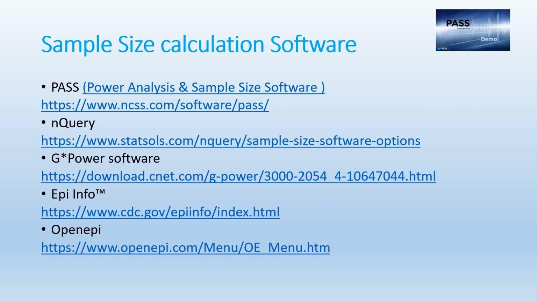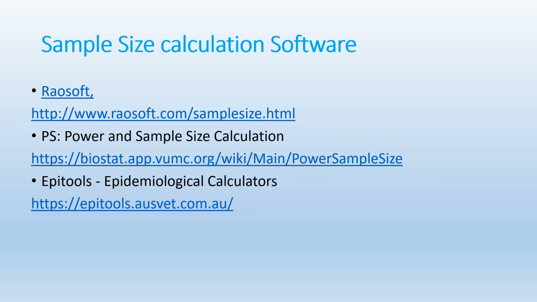There are many software for sample size calculation: PASS, power analysis and sample size software, nQuery, G-Power, OpenEpi, OpenAP, RaoSoft, PS, power and sample size calculation, AP tools, epidemiological calculators.